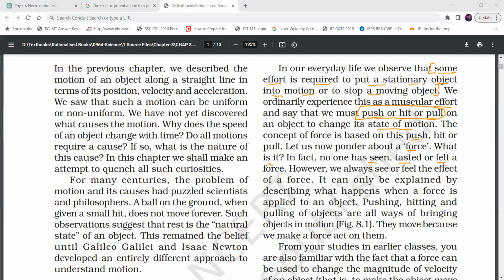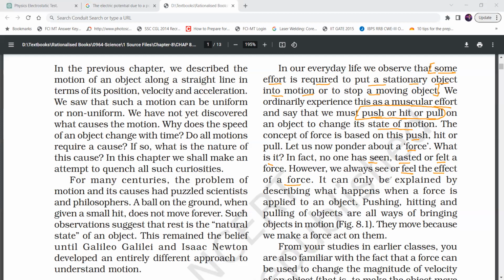For example, if you are standing and one of your friends comes from the back side running towards you, and he or she pushes you, then if initially you were at rest, you will start moving. However, we always see or feel the effect of a force. We cannot see the force.